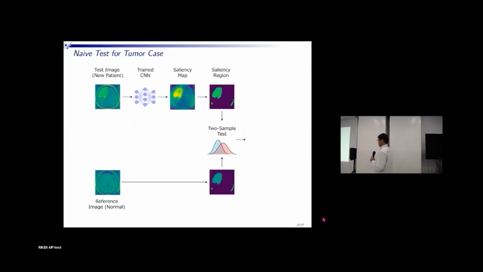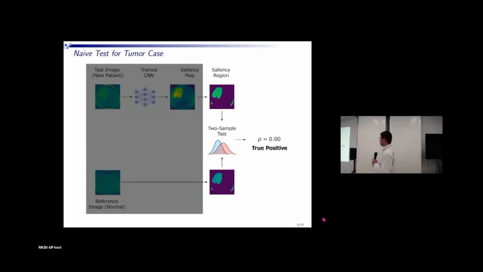So let's do that now. So now we have a brain image that contains a tumor here. And we compute the saliency map and the saliency region, and provide the reference image that is known to be normal and pick up the same region. And just compare the pixel intensity distribution of these two. And the result is something like this.